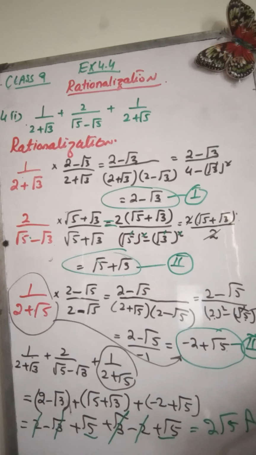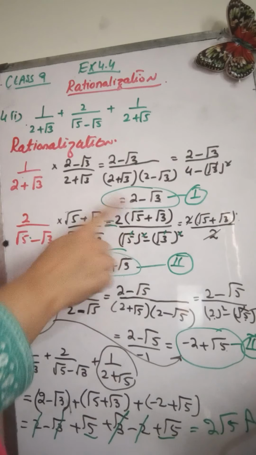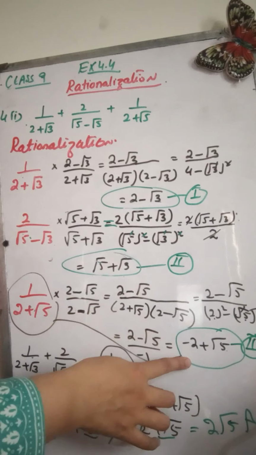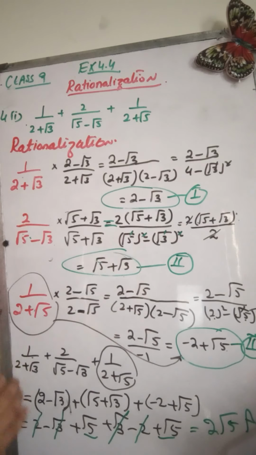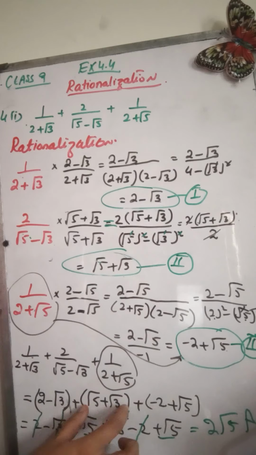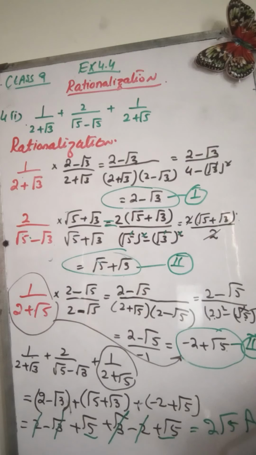So what we did is, we took these three fractions and first rationalized them to get a simpler expression. This fraction was reduced to this form, this fraction was reduced to this form. After reducing them to their simplified form, we added these three by adding their resulting simplified forms, and we got 2√5, and this completes the question.